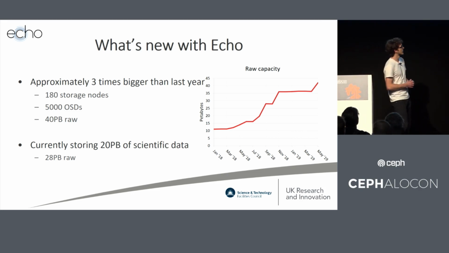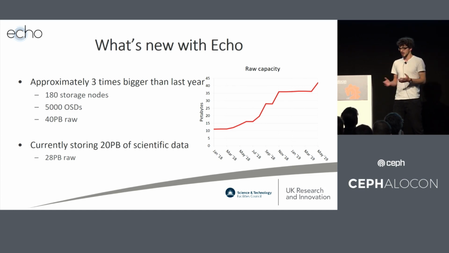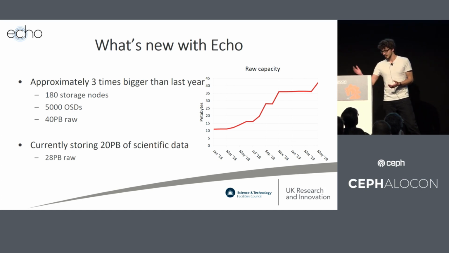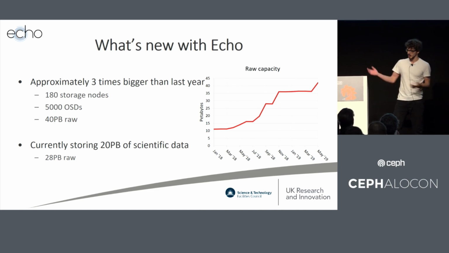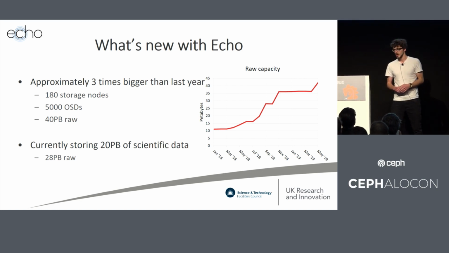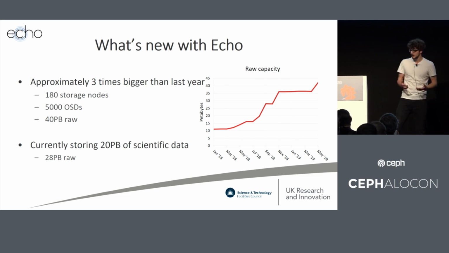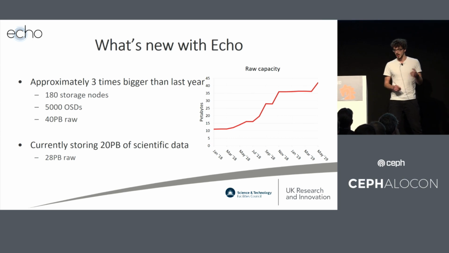Since the last time I talked about Echo, a few things are obviously different. The main one is it's a lot bigger. That's the graph of the capacity in the last 15 months or something. When I talked about it last, it was just over 10 petabytes. And it's now tripled in size.